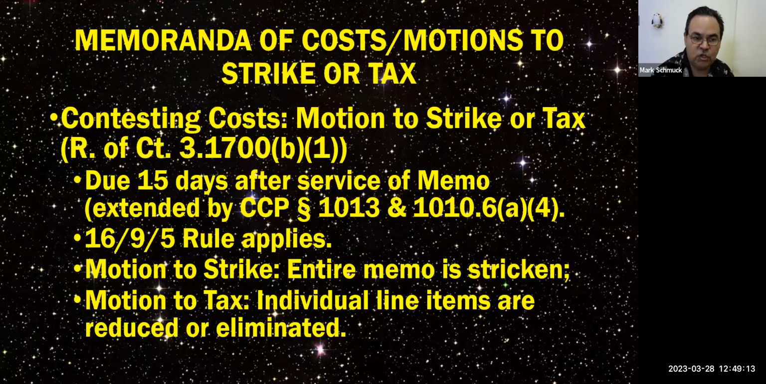So, a little bit definitional. A motion to strike is a request that the court strike the entire memorandum. For example, the memorandum was not timely filed. That would be a perfectly reasonable ground to seek to strike an entire memorandum of costs. A motion to tax is asking the court to examine individual line items for reduction or elimination. So you're actually taxing the costs.